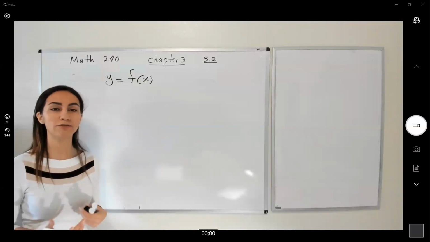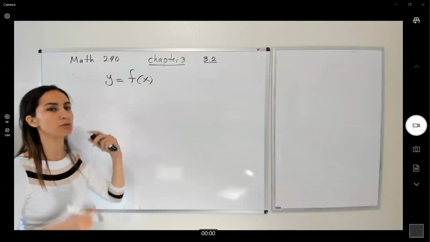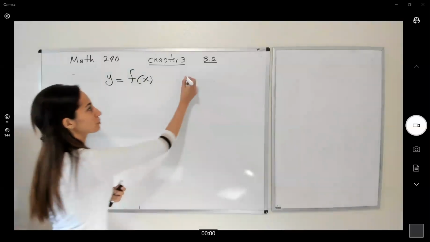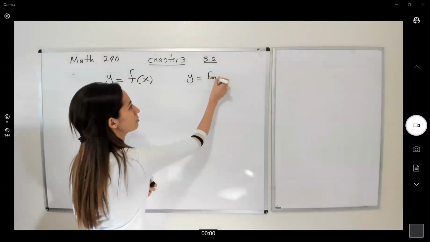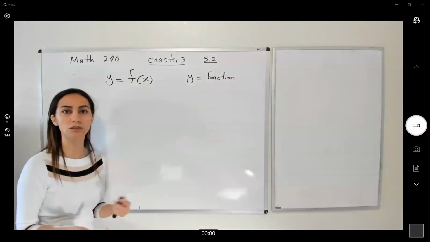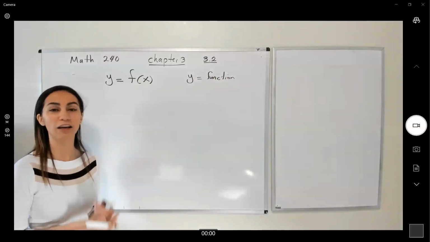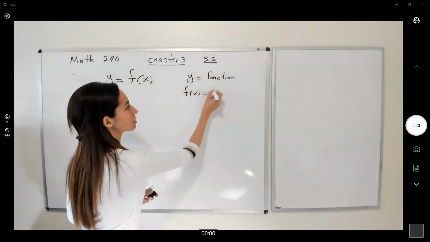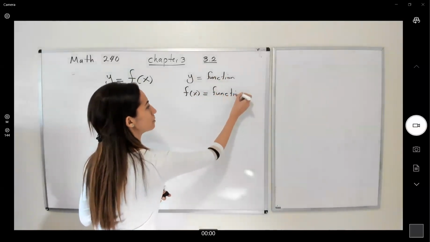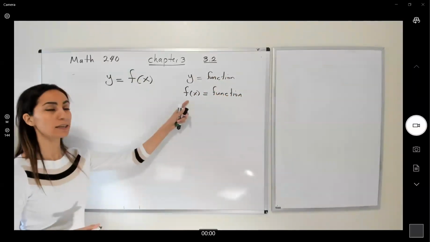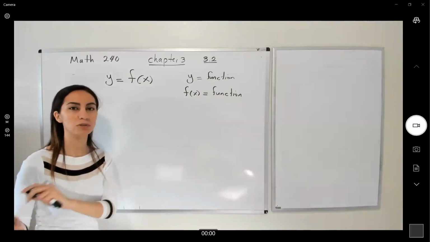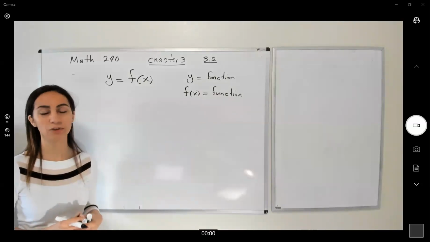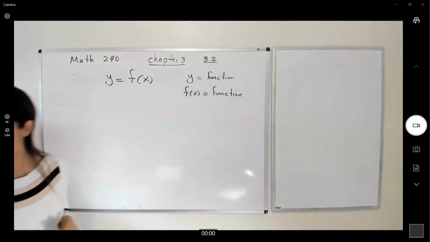In general, if you have a function, you can either use y equals that function or f of x equals that function. Whatever the function is, the linear function, the constant function, a quadratic function, and so on. It's usually easier to use f of x equals that function when you want to evaluate the function. Let me go over some examples to illustrate this here.